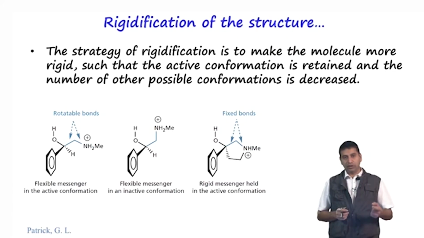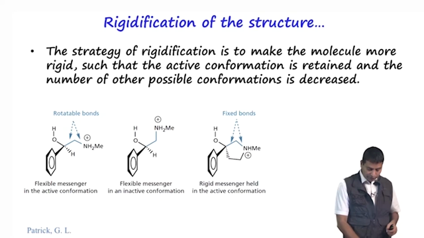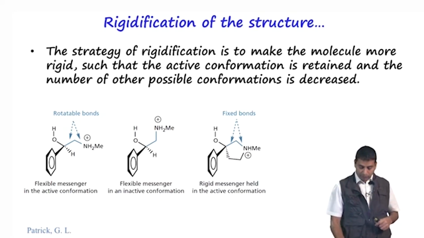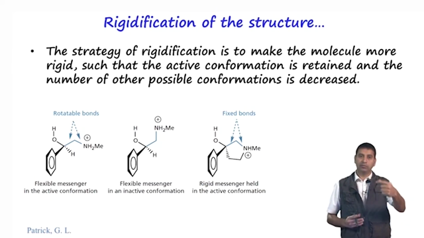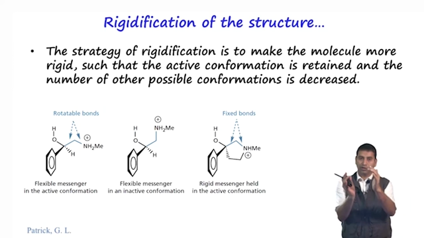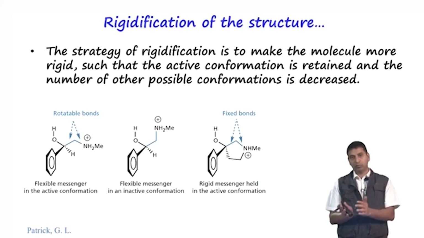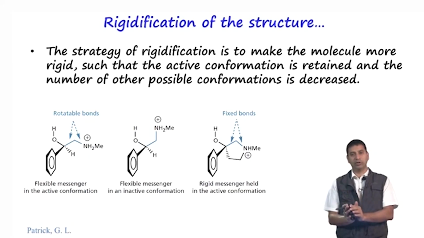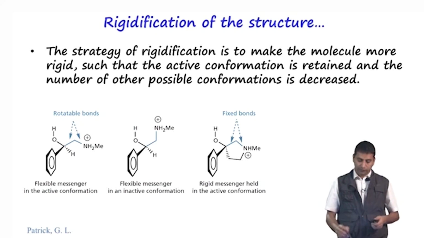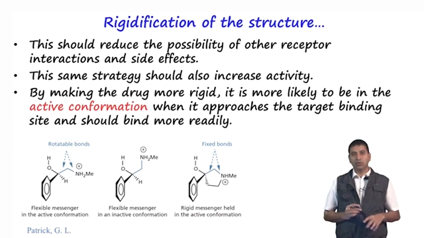We could introduce, for example, a cyclic system. Here, we have made a ring over here and made this molecule. Instead of allowing the molecule to rotate, we have now made the molecule rigid, held in the active conformation. Keep in mind that the nitrogen is still capable of picking up a proton and forming a salt, and therefore, we may not be tremendously changing the way in which the molecule is going to interact through the salt bridge. But the number of conformations that are possible for this molecule has been greatly reduced. So, one could expect that it would reduce the number of interactions with other receptors, which can lead to side effects.